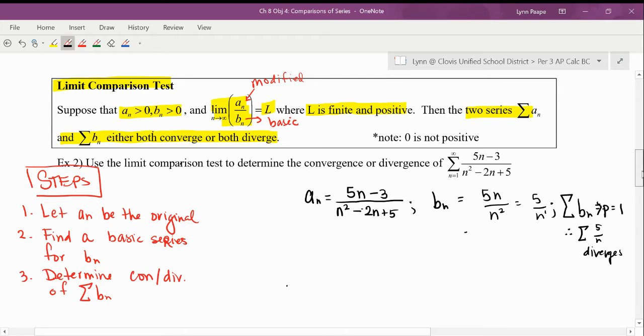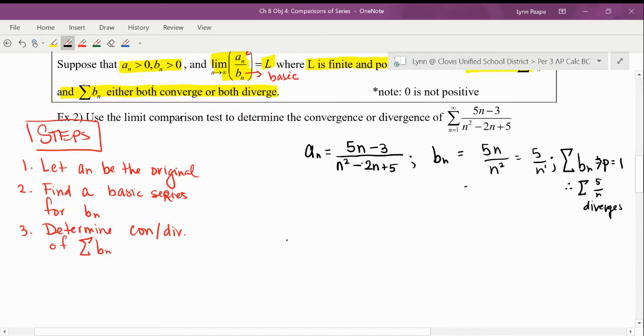So then once I do that, I'm going to go ahead and set up the ratio. Now what I'm thinking about is, if I get a finite and positive value, that means that an will diverge, right? Because they act the same. So then we're going to set up the limit of the ratio and evaluate.